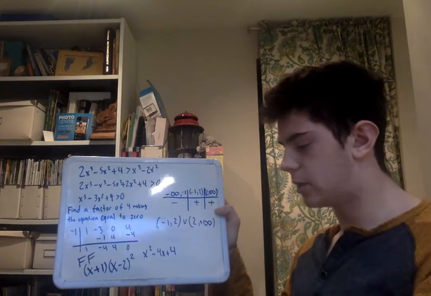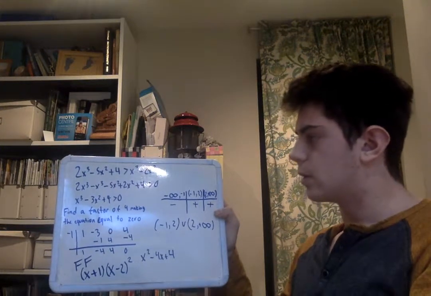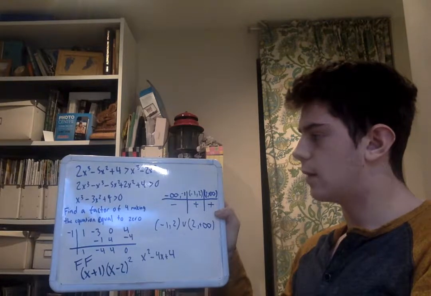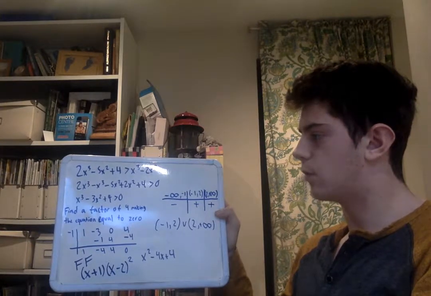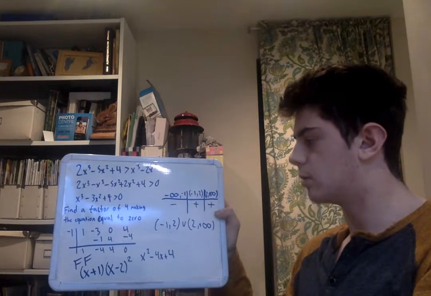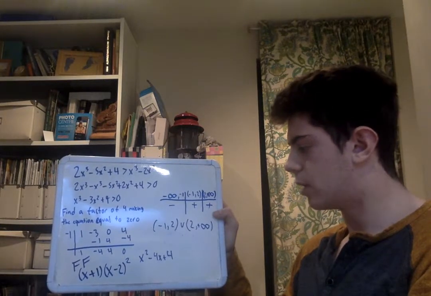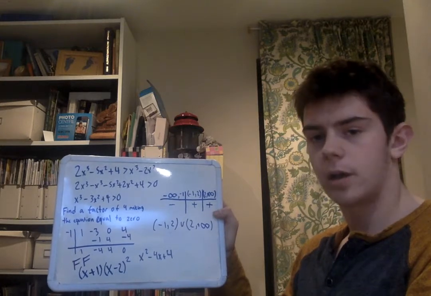So my final answer is x to the power of 3 minus 3x to the power of 2 plus 4 is greater than 0 between the intervals of negative 1 and 2, and also 2 and positive infinity.